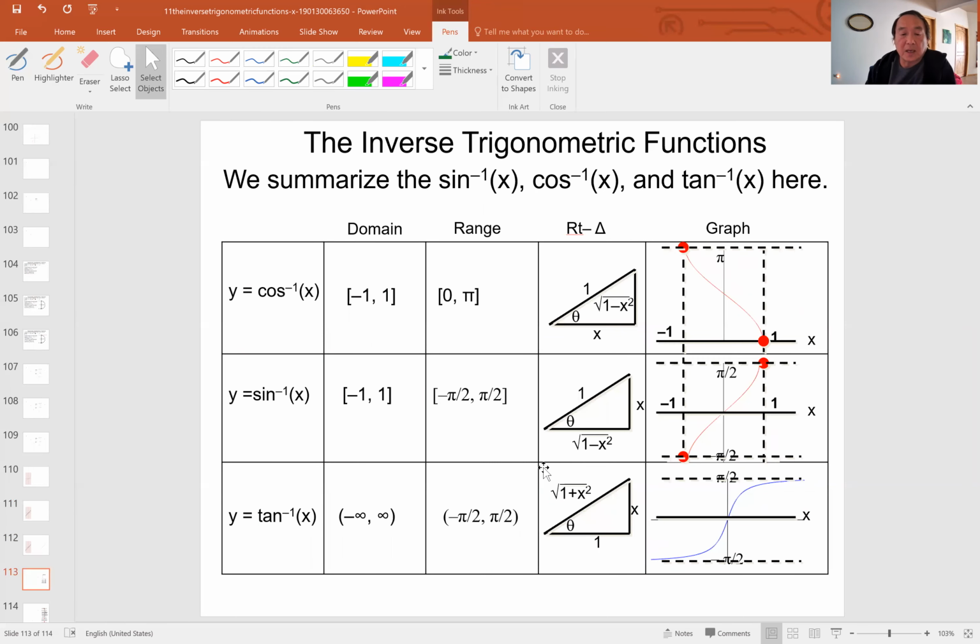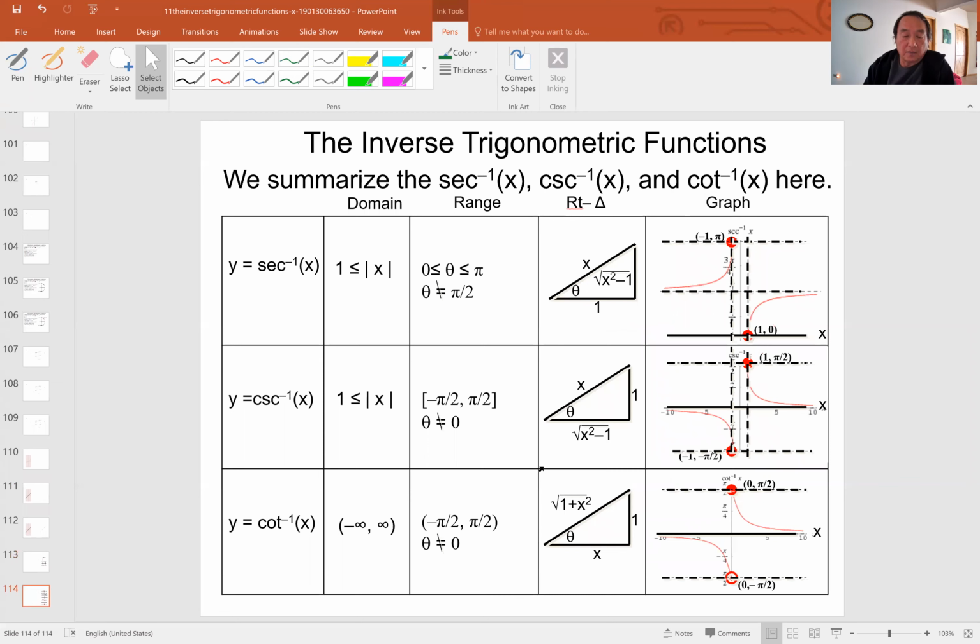I include the other inverse trig functions, which are in the book, and you can read about their definitions. They are defined similarly, and they have the same pictures in terms of reference angles and reference triangles, and the graphs of the inverse functions of the other three trig functions. Okay, that's it.